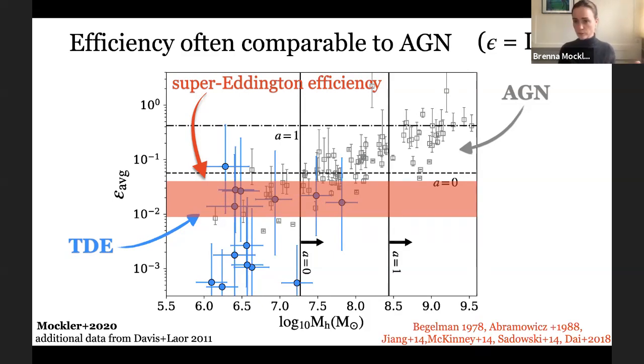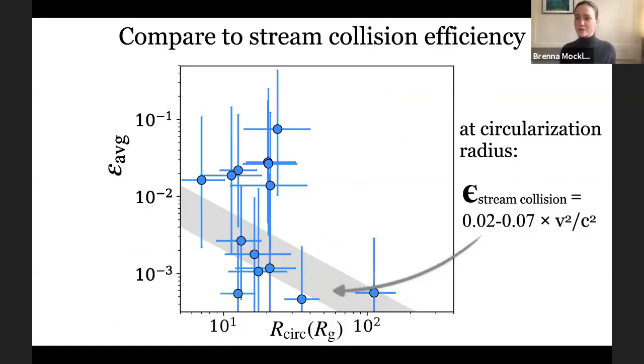We want to know if those are consistent with stream collisions, so I also compare them with stream collisions. I'm sorry, I'm going a bit fast here. If you look at the stream collision efficiency at the circularization radius, that is what is plotted in that gray band there. So it's efficiency on the y-axis and the circularization radius over the gravitational radius on the x-axis, which is a proxy for the efficiency at the circularization radius. But really all you need to know here is that that gray band is what you'd expect for the efficiency of stream collisions at the circularization radius.